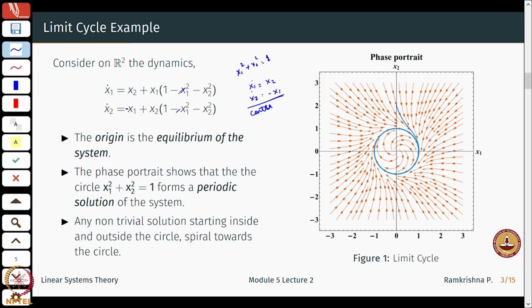So, this is how in general the phase portrait would look like. I start from here, the phase portraits would go and converge to this closed orbit or the limit cycle in this case. If I am at the origin, I start slightly away from the origin and I would still converge to this blue circle here, which is the limit cycle of the system. So, in summary, any non-trivial solution starting inside the circle or outside the circle will converge eventually to the circle.